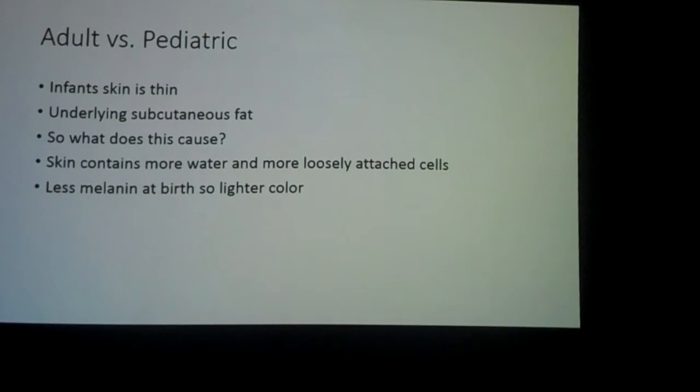So think of your babies of a different race. When they're born, they say, oh, but they look so light. It's because there's less melanin.